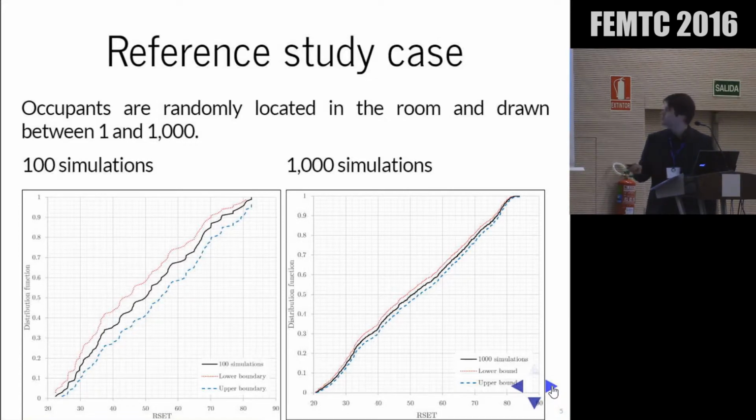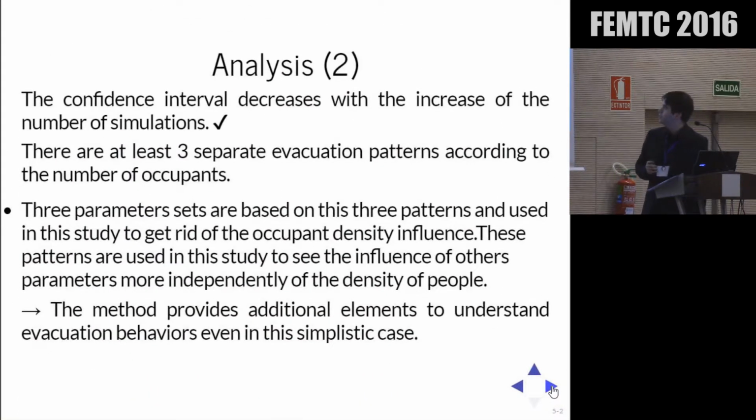These patterns are used to get rid of the occupant density influence. The density for each pattern is fixed according to the average number of occupants in this pattern: 197 for the first pattern, 610 for the second one, and 927 for the last one. The influence of the different parameters is tested for each pattern.